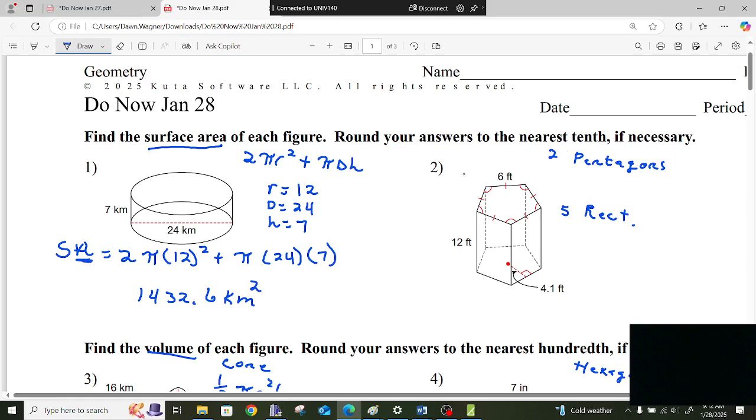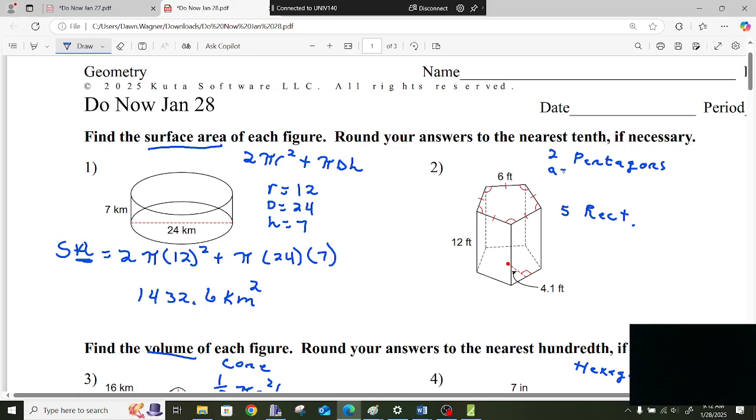Okay, so in this case, we have a pentagonal prism, right? Where we have two pentagons as our parallel bases, and around the outside, we have 5 rectangles. Do you see it? Okay, so pentagons, we have to use that 0.5 times apothem times perimeter, right?